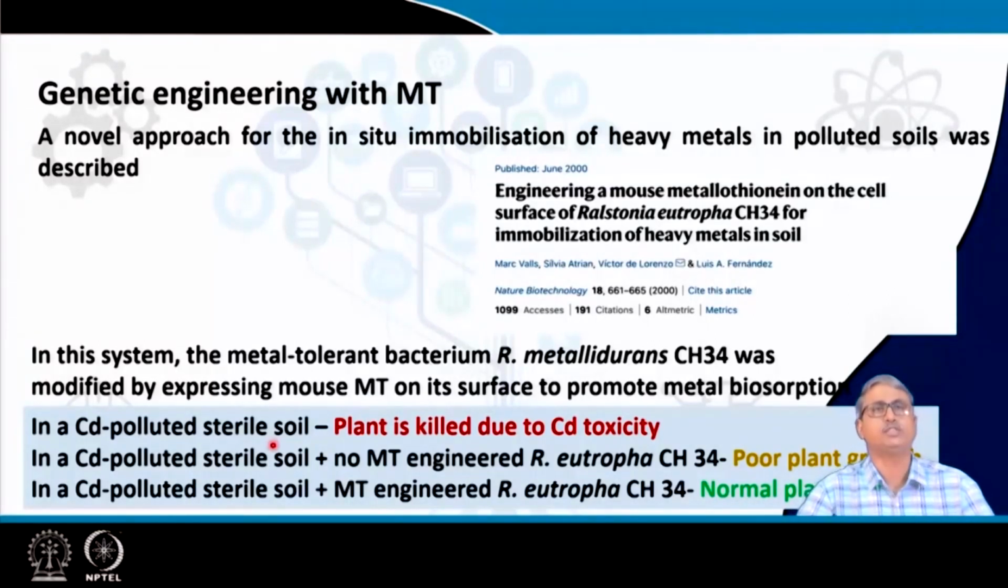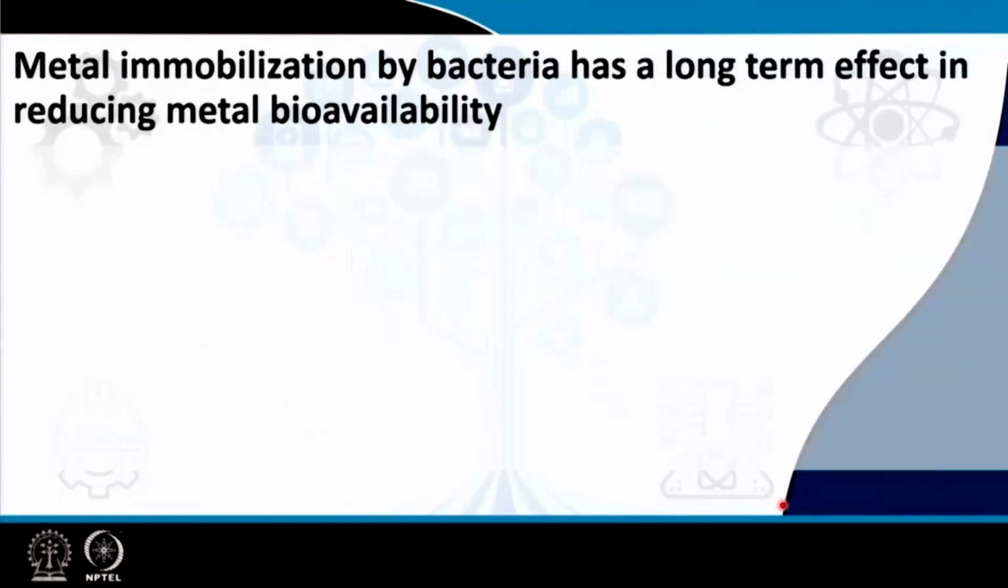So, in a cadmium polluted soil, if they try to grow the tobacco plant, the plant is killed due to the toxic cadmium. When normal Ralstonia eutropha CH-34, which is not engineered, was added, bioaugmented rather, poor plant growth was observed. However, when the soil was augmented with Ralstonia eutropha CH-34, which is engineered with respect to metallothionein genes, it has been found that normal plant growth is there.